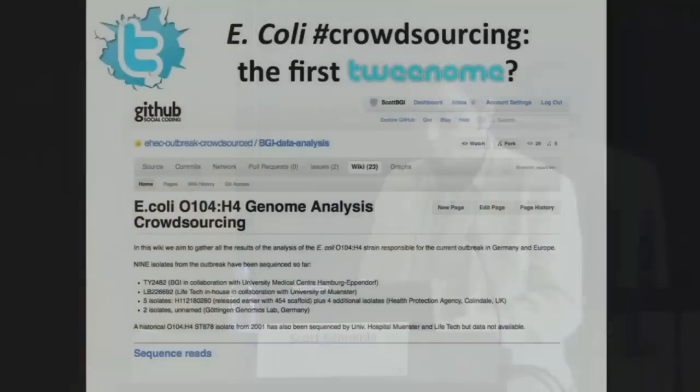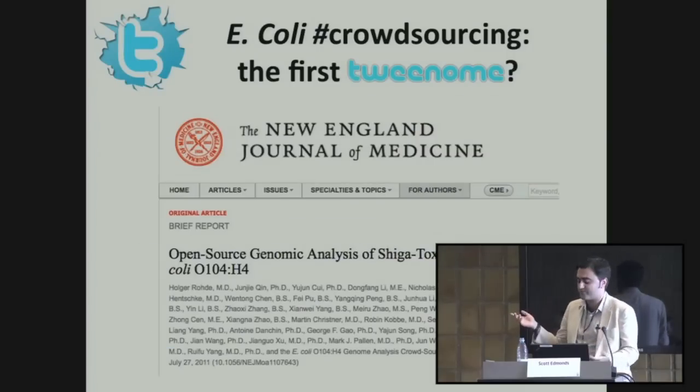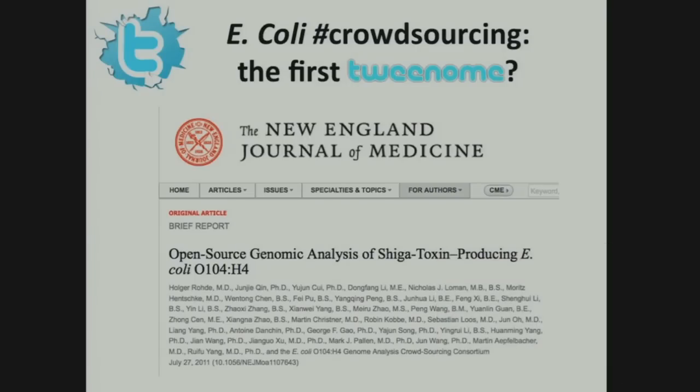About 20 groups around the world were, within the first couple of weeks, putting really useful analysis there, and it was a lot of fun being there and releasing subsequent data sets on Twitter and seeing all of this fantastic work. And it got a lot of great attention for BGI, but importantly for a research institution, it didn't stop publication in a journal as prestigious as New England Journal of Medicine.